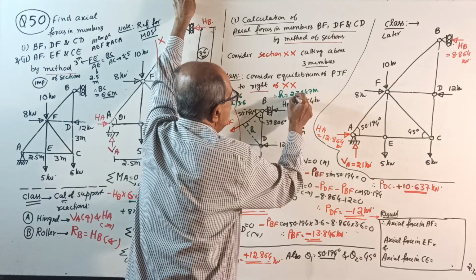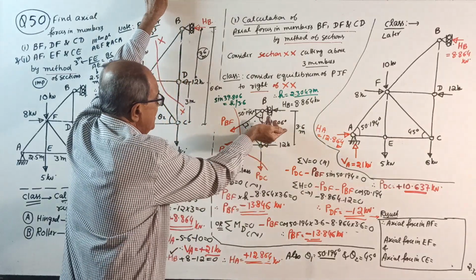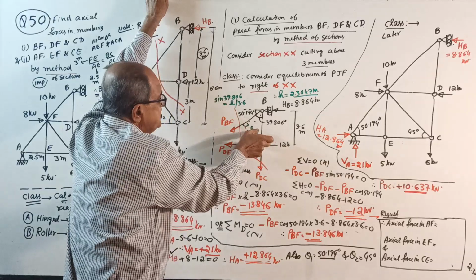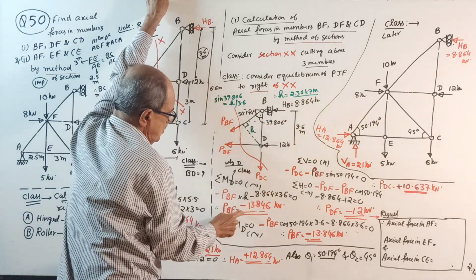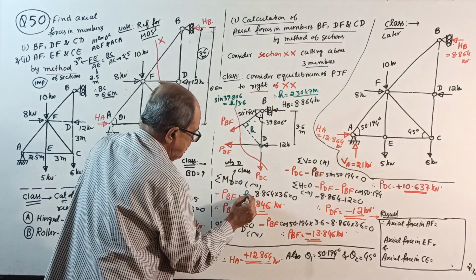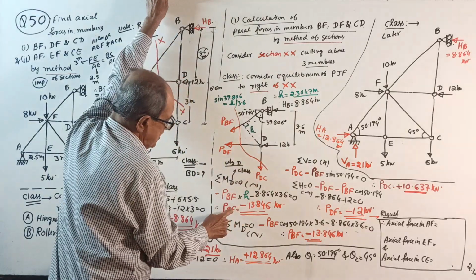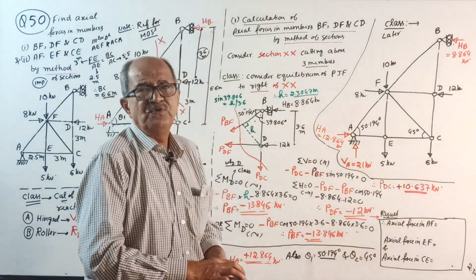2.3047 meter. Show the calculation. Okay. Now, take moment about this point. Minus PDF into H minus 8.864 into 3.6 equal to 0. You know the value of H. The H value is known for you. Substitute for H. PBF will come minus 13.846 kilonewton.